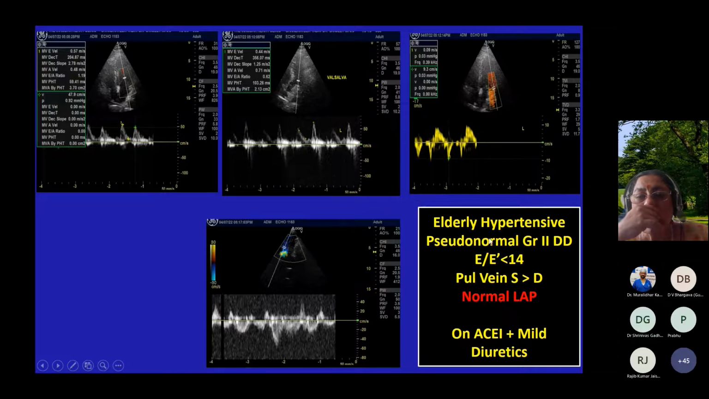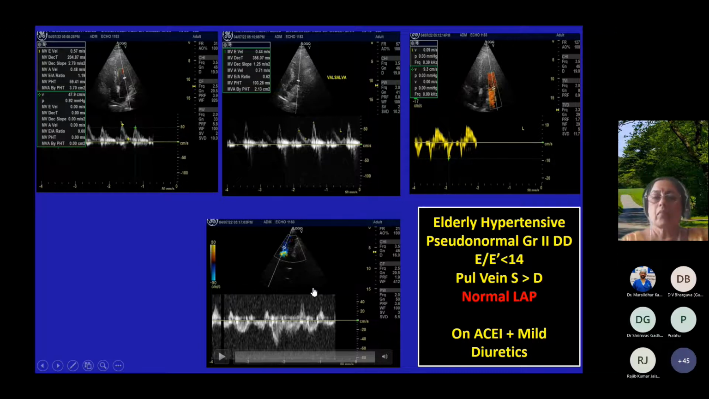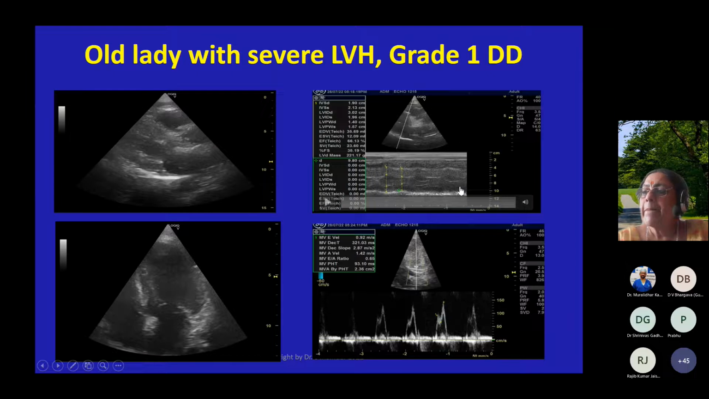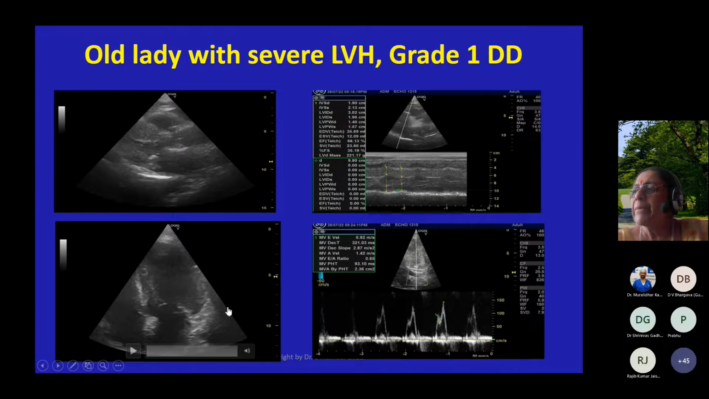This is an elderly hypertensive pseudo-normal patient. I took his velocity. It was looking as normal as that. I asked him to do Valsalva and see how beautifully he has shifted to grade 1. So this is grade 2, pulmonary veins are normal, so normal LAP, and he is on an ACE inhibitor and mild diuresis. Naturally, many times there is a mixed picture, where E by E prime is normal or LA volume is normal.